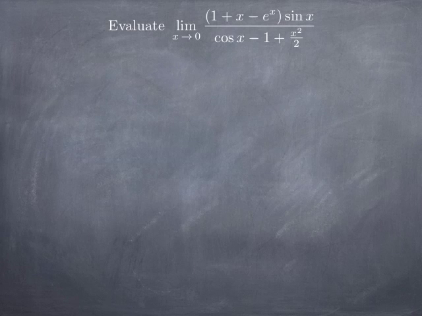So how do we use these kind of things? Well, for instance, we can use it to evaluate limits. Let's say we want to evaluate the limit as x is approaching 0 of 1 plus x minus e to the x multiplied by sine x, divided by cosine x minus 1 plus x squared over 2. If you plug x equals 0 at the top, you get 1 plus 0 minus e to the 0, which is 1, so that's 0. That you multiply by sine 0, which is also 0. And at the bottom you have cosine 0, which is 1, minus 1, that's 0, plus 0. So you have an indeterminate form of the type 0 over 0.